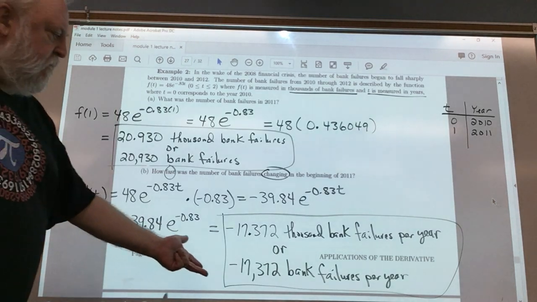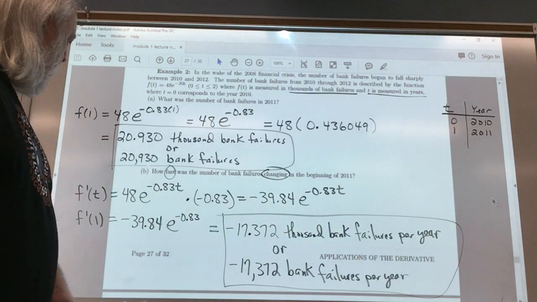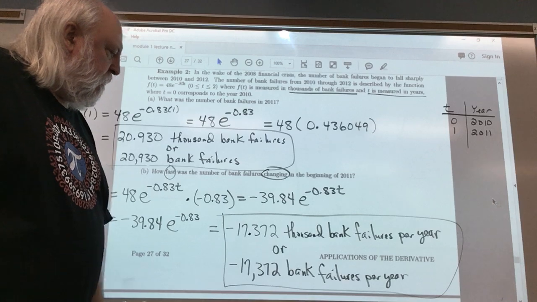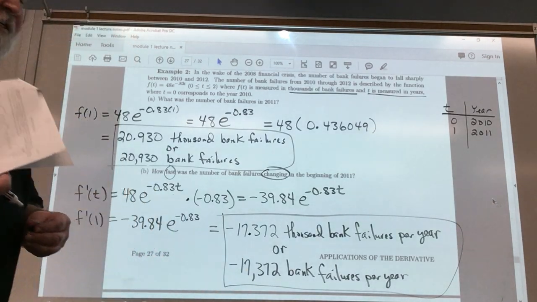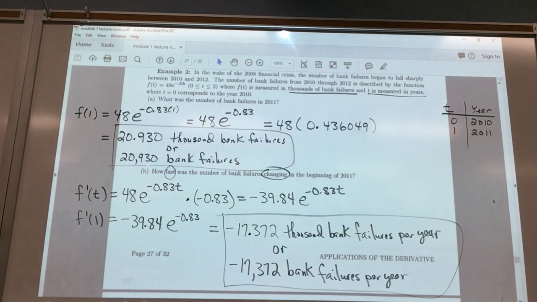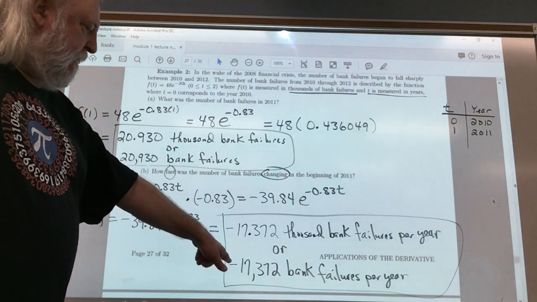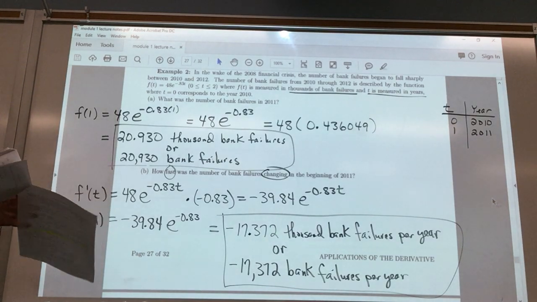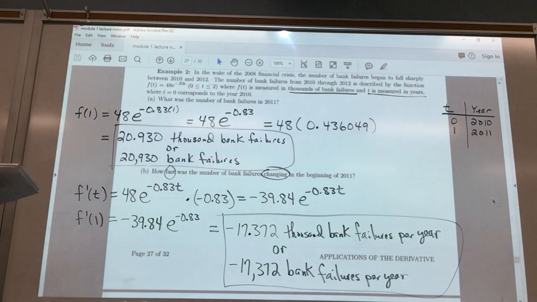So the number of bank failures was decreasing at the rate of 17,372 per year. Okay? That negative means they were decreasing. The number of bank failures was decreasing at the rate of 17,372 per year. All right, so that is examples 1 and 2 in your packet under the second application of the derivative. Okay. In the next video, we'll cover example 3.